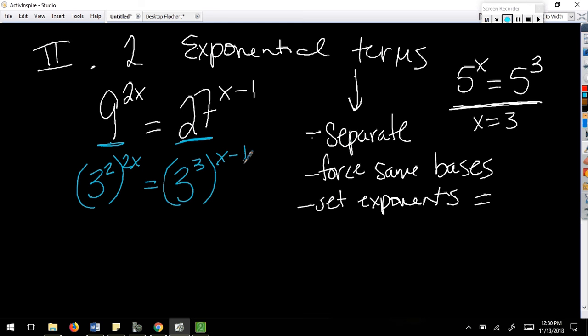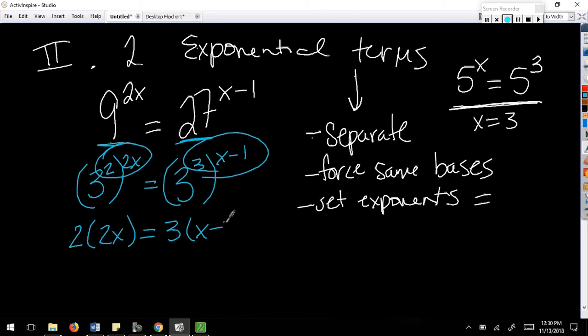All right, do we agree the bases are the same now? Exponents equal to each other. That was a statement. 2 times 2x equals 3 times x minus 1. Again, guys. All right, so now, yes, I'm multiplying them. If you multiplied them before you took them, like if you changed this to 3 to the 4x equals 3 to the 3x minus 3, and then set them equal, that's fine also.